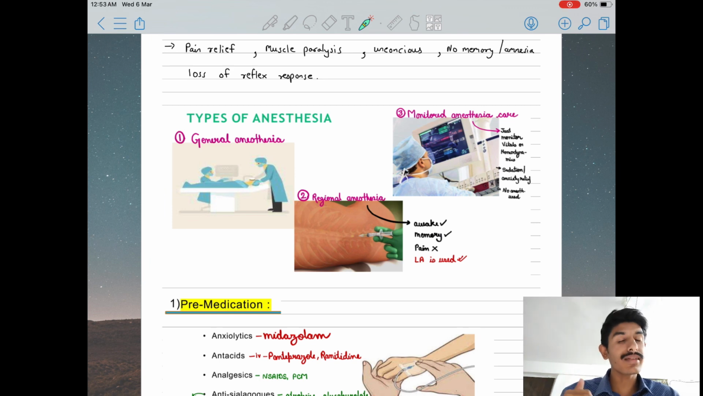But in regional anesthesia, there is one different thing. He will be awake, he will have the memory, but he will not have the pain. For example, a lady is going to deliver her baby, and when the delivery time comes, she is not able to bear the pain. So the doctor gives her lumbar regional anesthesia. Her lower body parts like her legs and the vaginal area will not feel any pain, but her upper body will be awake. She can see the delivery of the baby, and after delivery she can hold and feed her baby. This is the benefit of regional anesthesia.